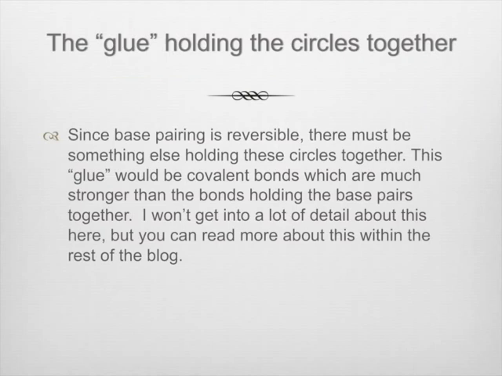Okay, in that last diagram, what is holding the circles together is base pairing, but there must be another kind of glue holding them together, especially when they completely separate and form fusion circles, because you see some dimpling effect there. And what that would be is something called covalent bonds, which are much stronger than the bonds holding the base pairs together. I won't get into a lot of detail about this here, but you can read more about this within the rest of the blog.